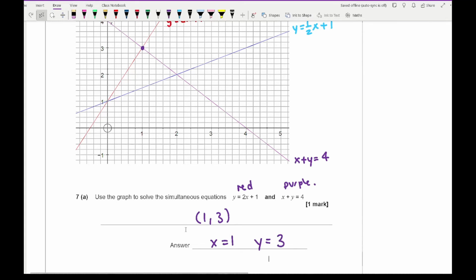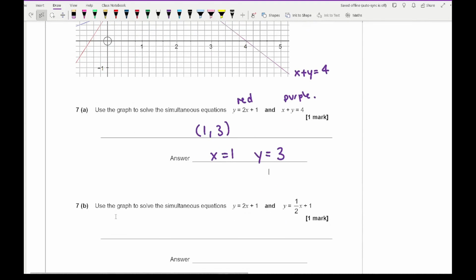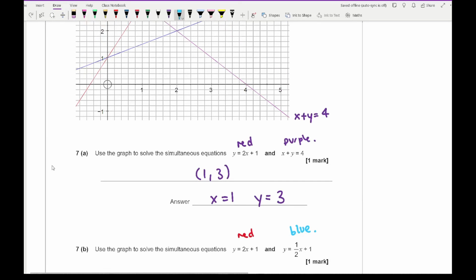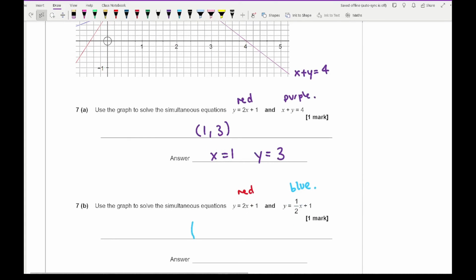You can write your answer as a coordinate or write your answer as 2 separate variables, and you should get the single mark. For 7b, we need to do the same but with different equations. So this is going to be the red, and this one is going to be the blue line. They both intercept at this point here. So as a coordinate that is 0, 1. So x equals 0, y equals 1.